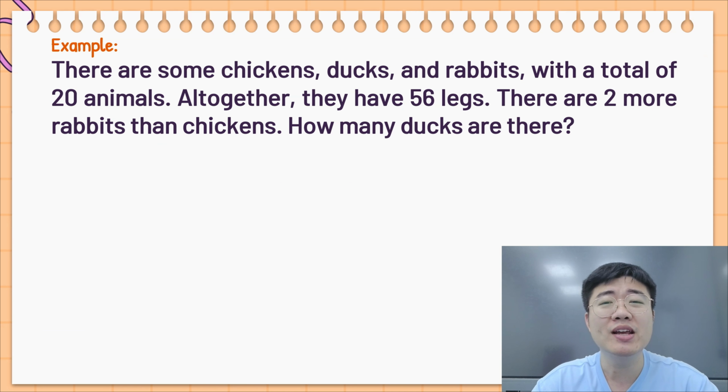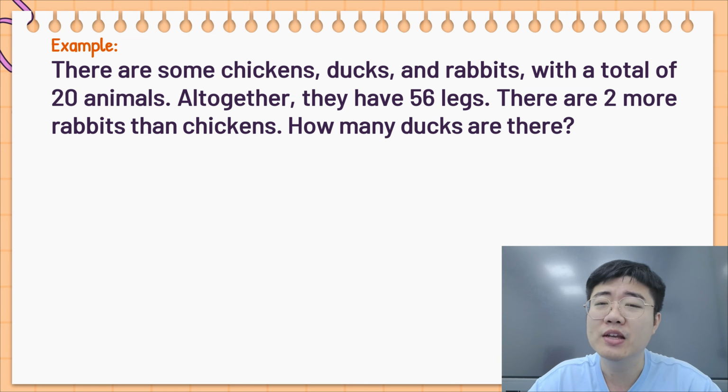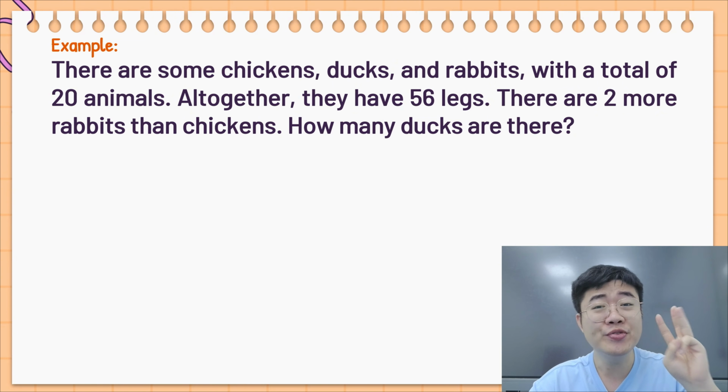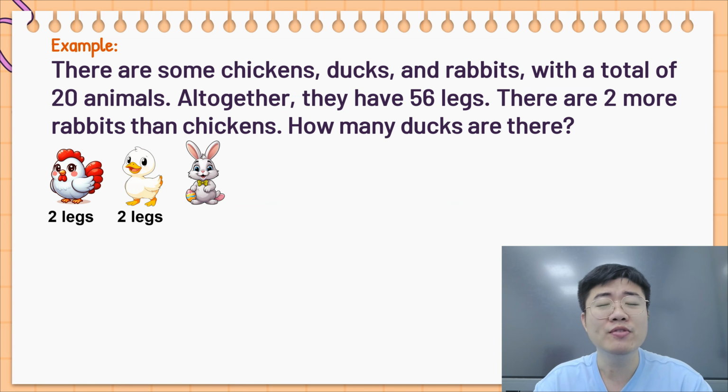Now there are some chickens, ducks and rabbits with a total of 20 animals. Altogether, they have 56 legs. There are 2 more rabbits than the chickens. How many ducks are there? So in the question here, we got 3 objects, the chickens, the ducks and the rabbits. So when it comes to the number of legs, a chicken has 2 legs, the duck has 2 legs and the rabbit has 4 legs.